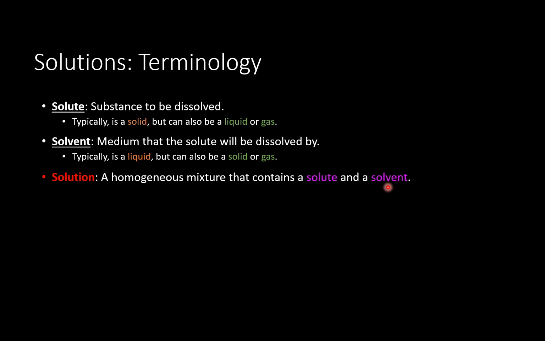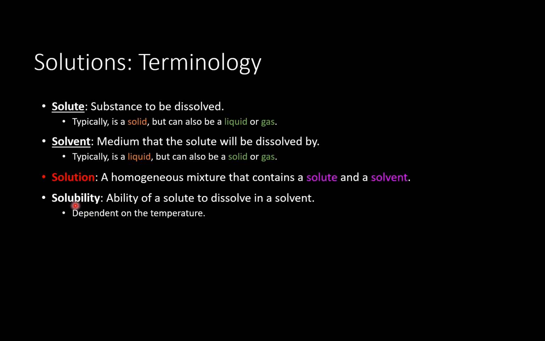The last concept we will discuss before we get into our example is solubility. Solubility is the ability of a solute to dissolve in a solvent. An important property about solubility is that it is dependent on temperature, specifically the temperature at which the dissolution occurs. With that, let's look at our example.